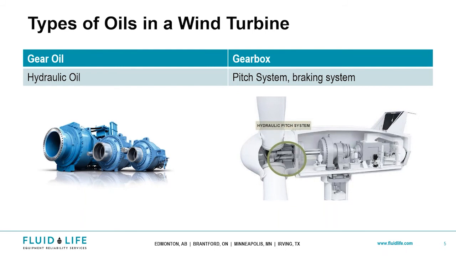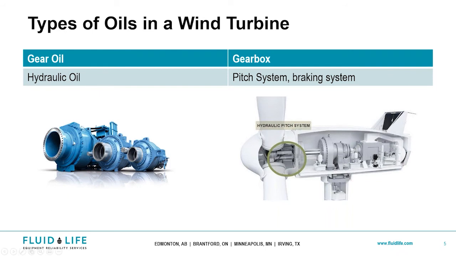So for this presentation, we're just going to talk about these two types of oil in a wind turbine. Of course, there are other systems inside of a wind turbine. There are electrical systems, and there are also grease applications in wind turbines, but we're just going to focus on the main two that you tend to see. Number one being gear oil in the gearbox that we discussed before.